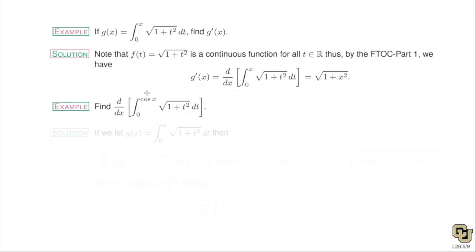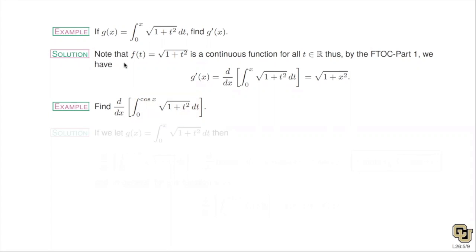So what's the difference? Now, instead of just x in the upper bound, we have a function of x in the upper bound. We have cosine of x. And that could be any function. That could be sine of x. That could have been x squared, whatever. So here, again, I remind you, first and foremost, this thing here is a function of x. For each x we plug in, that expression evaluates to a number. It's an input-output machine. We want the derivative.